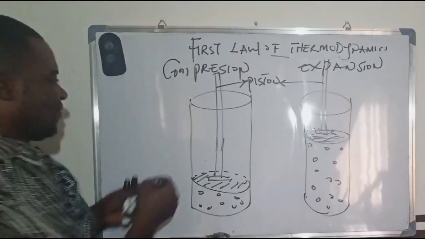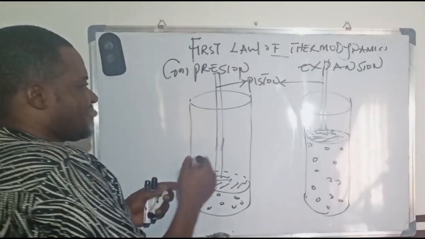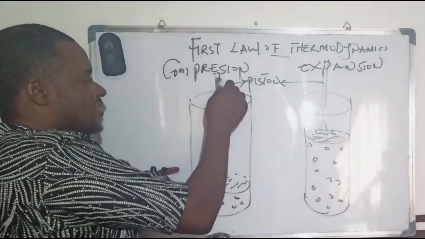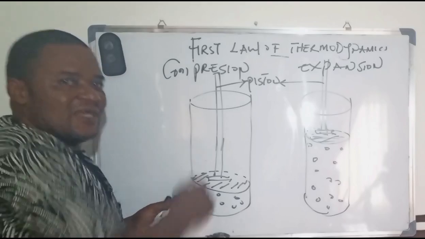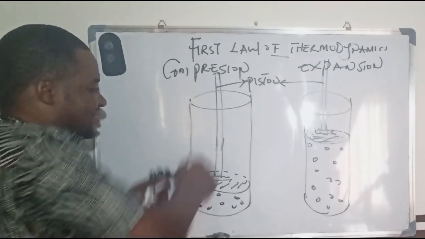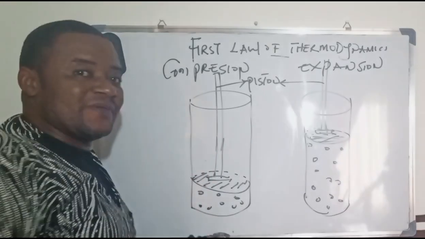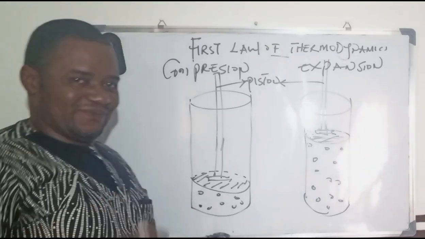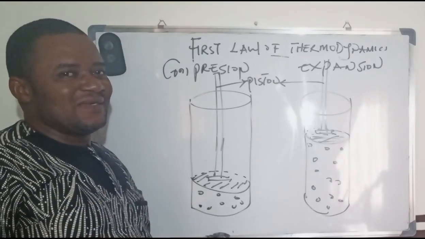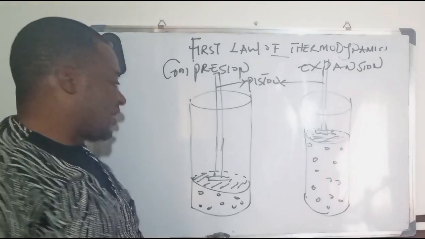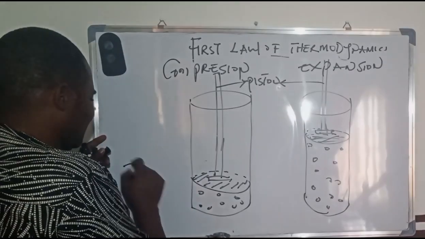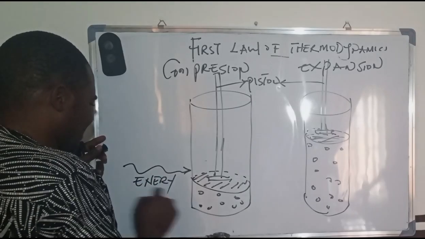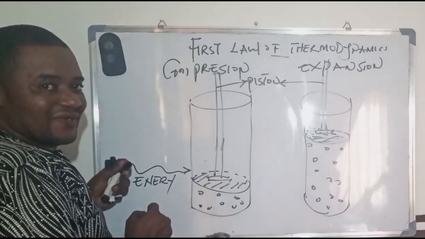Okay? So, what we have here means that there is a gas that was perhaps at this particular level. And now the piston is used to press the gas. So it compresses the gas. And as it compresses the gas, what happens? There is an increase in pressure and a reduction in volume. What does that imply? What it implies is that there is supply of energy. Okay, the internal energy is supplied to it.